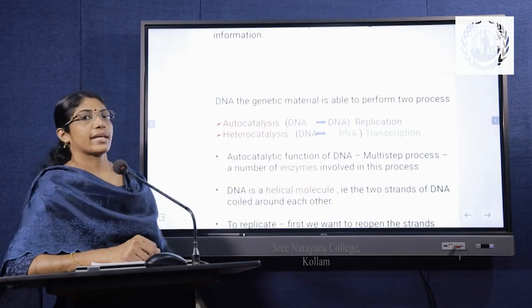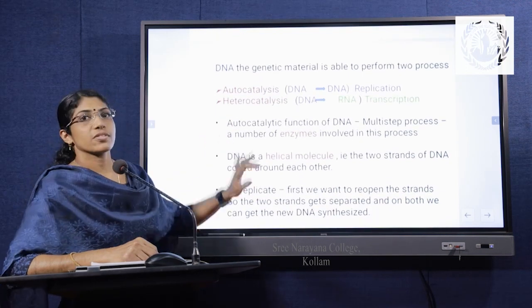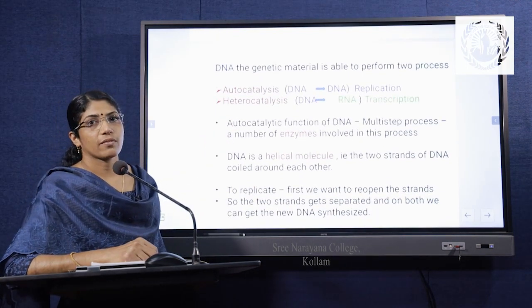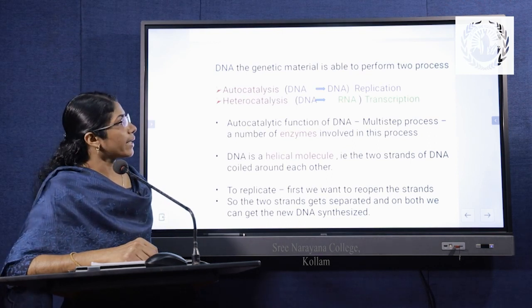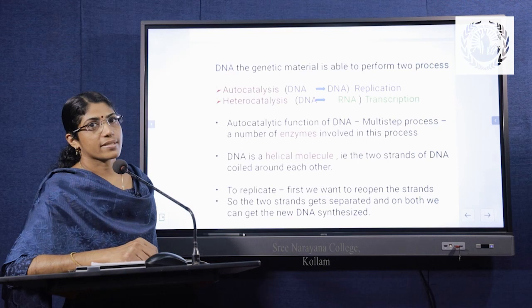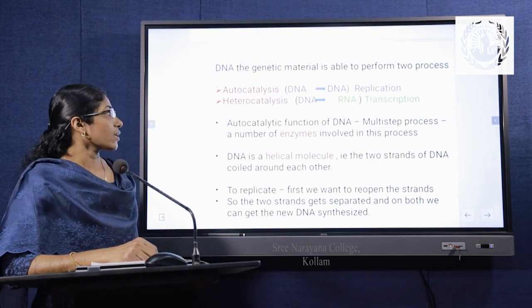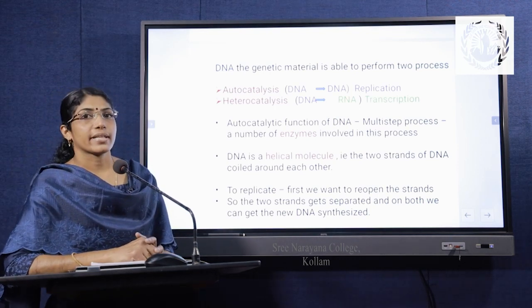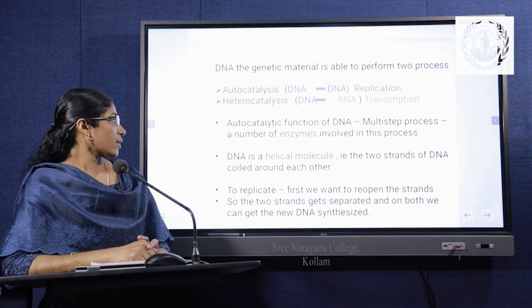We know DNA, the genetic material, is able to perform two processes. The first one is autocatalysis and the second one is heterocatalysis. In autocatalysis, DNA would make a DNA molecule and the process is known as replication, and in heterocatalysis, DNA would make an RNA molecule and the process is known as transcription. The autocatalytic function of DNA is a multi-step process, and a number of enzymes are involved in this reaction.